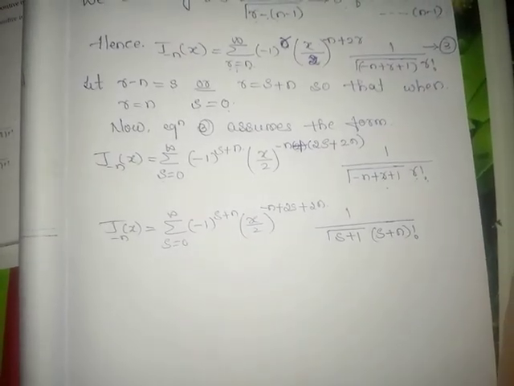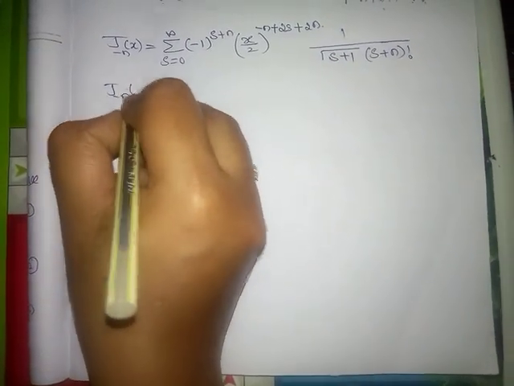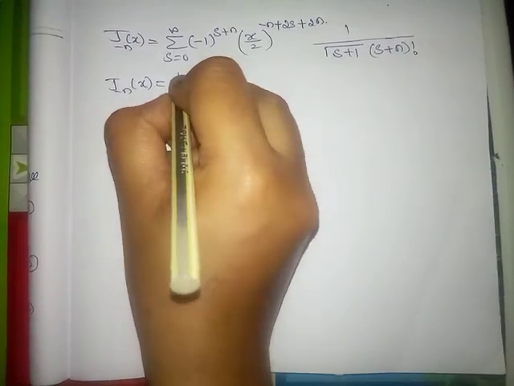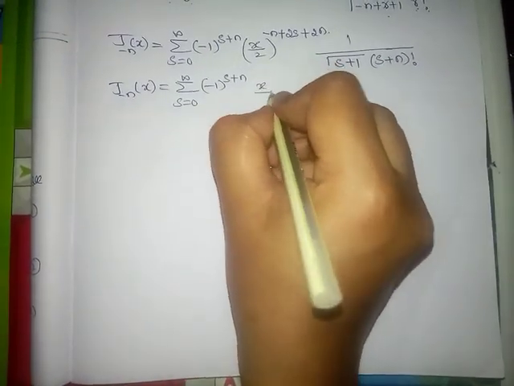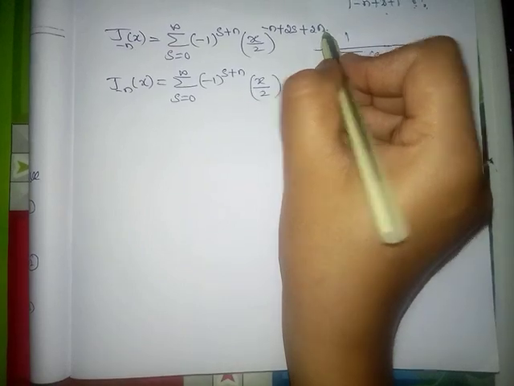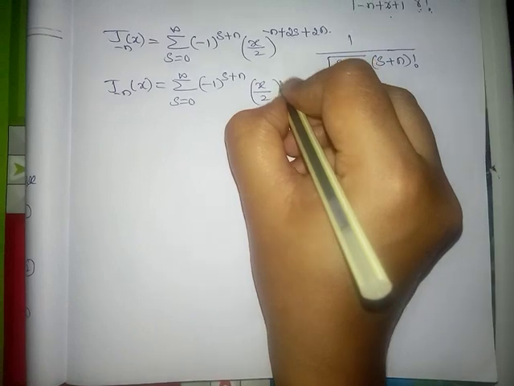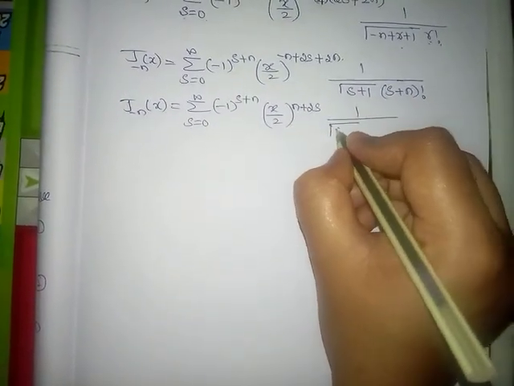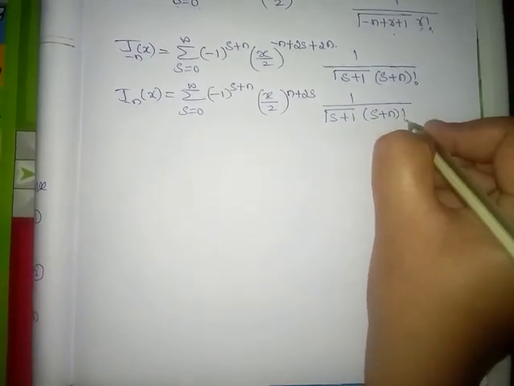Next is to simplify this power. We get j minus n of x is equal to summation s running from 0 to infinity, minus 1 raised to s plus n, x by 2 raised to minus n plus 2s plus 2n. It will be n plus 2s. Remaining are the same: gamma of s plus 1 into s plus n factorial.